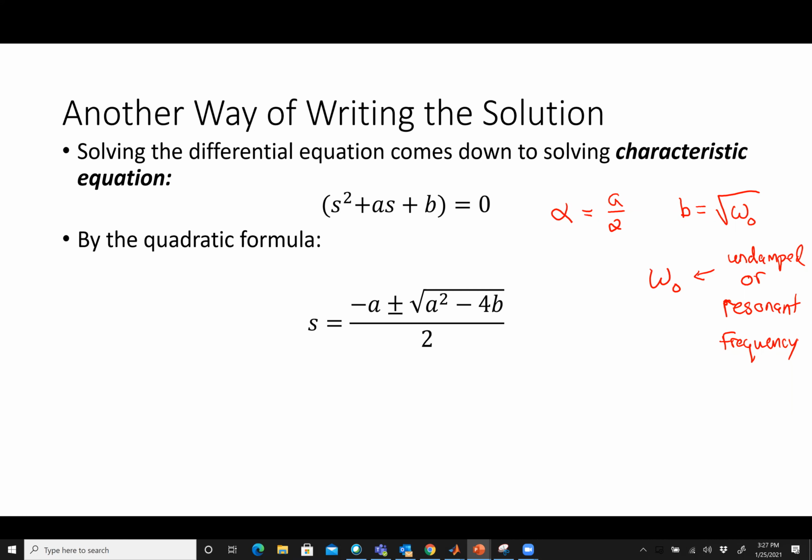So if I use these expressions, if I plug in these values, then essentially what I get is that this s, these roots, can be expressed as negative alpha plus or minus the square root of alpha squared minus omega naught squared. You can sit down and take these, plug them into here and see where that comes from. But this is the way that we typically write that. Now, looking at figuring out the solution comes down to what's happening under the radical sign. So figuring out what the response is comes down to that.